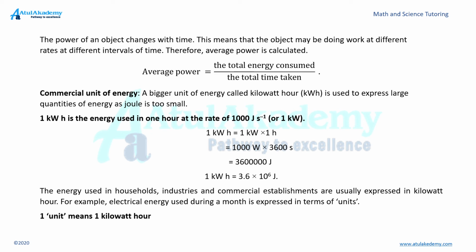Now we have another commercial unit of energy, which is a bigger unit of energy, known as kilowatt hour. So 1 kilowatt hour is the energy used in 1 hour at the rate of 1000 joules per second or 1 kilowatt. So 1 kilowatt hour, how do you convert into joules? 1 kilowatt is 1000 watt and 1 hour is 3600 seconds. So you multiply that, you'll get 3.6 into 10 to the power 6 joules.